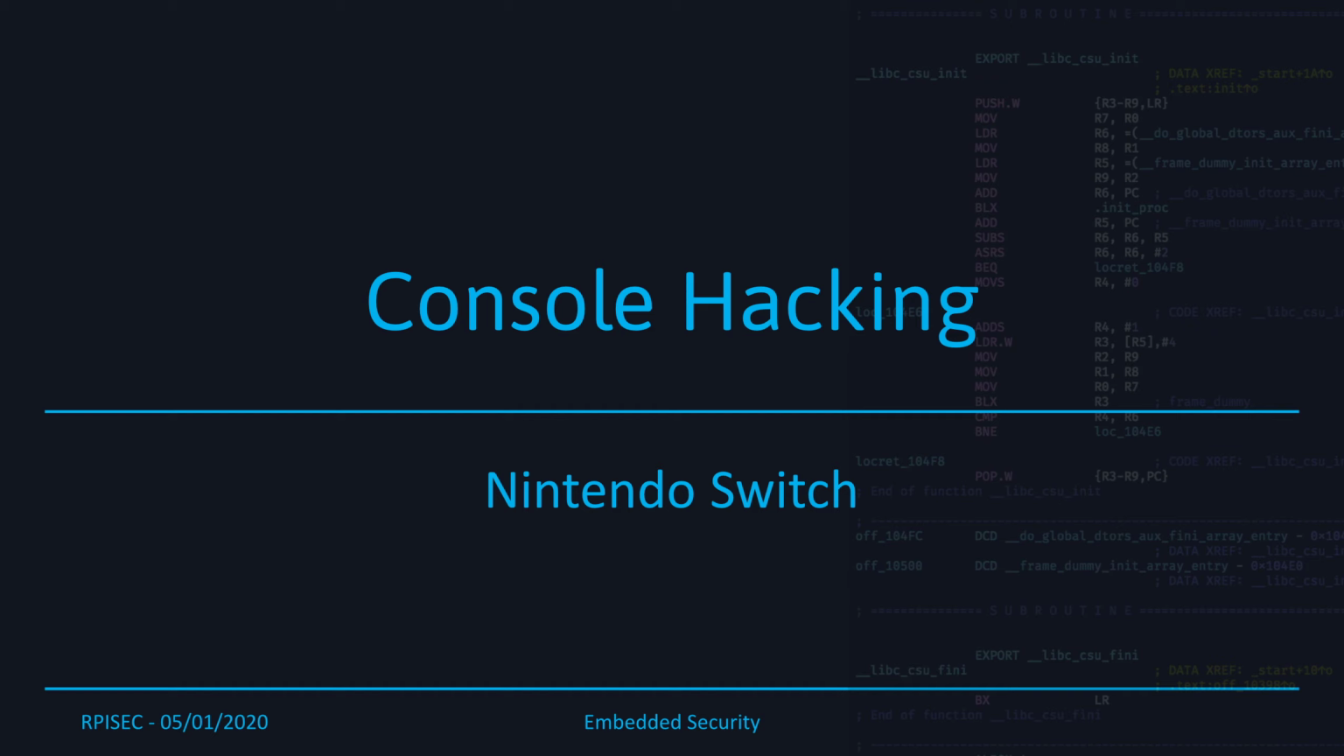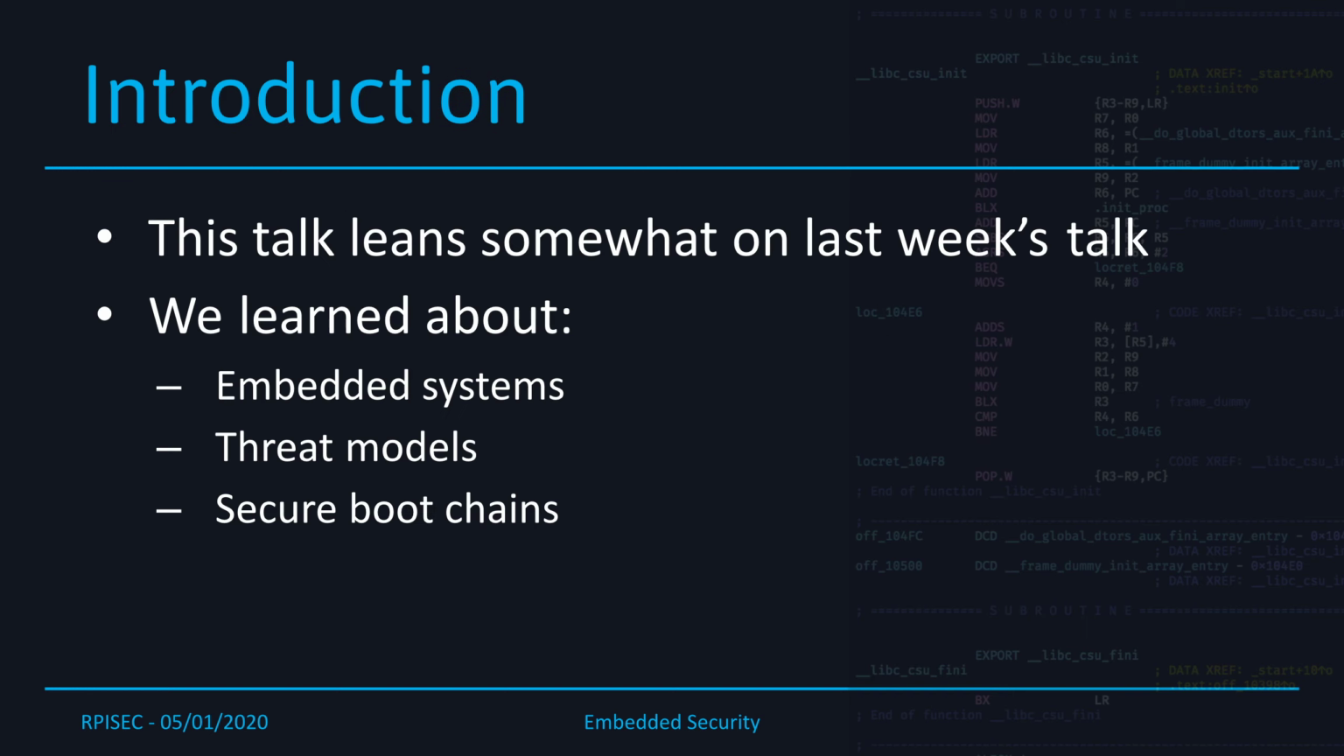Okay, so yeah, it's 6, so I guess we're gonna get started. Today we're gonna be talking about console hacking, specifically the Nintendo Switch. We're going to be leaning somewhat on last week's talk where we learned about embedded systems, threat models, and secure boot chains. There's a lot of really important foundational information there, so if you didn't see it and don't know what some of these words mean, then maybe check that out before coming back and watching this again.